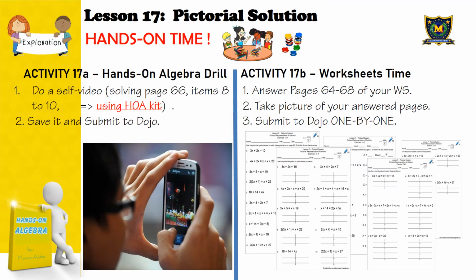Okay, for your hands-on time on activity 17, still the self video, solving page 66 items 8 to 10 using your hands-on algebra kit. Save your video and submit to Dojo. Now for activity 17B, answer pages 64 to 68 of your worksheets. Take a picture of your answered pages. Make sure that it is clear, and then submit to Dojo one by one.